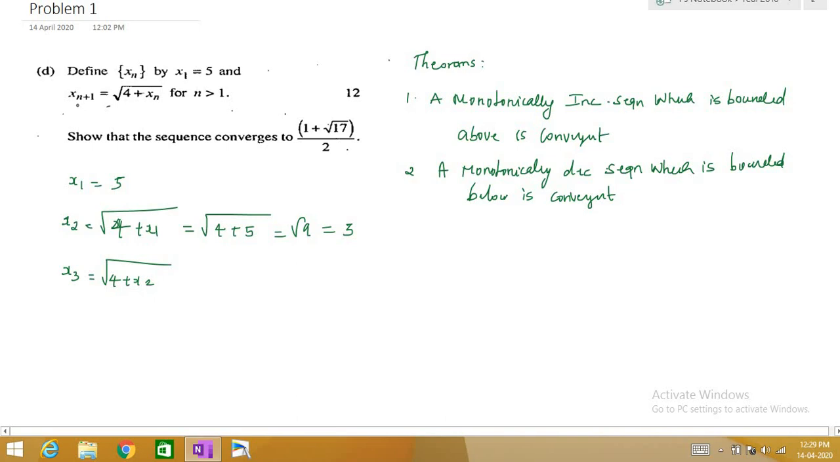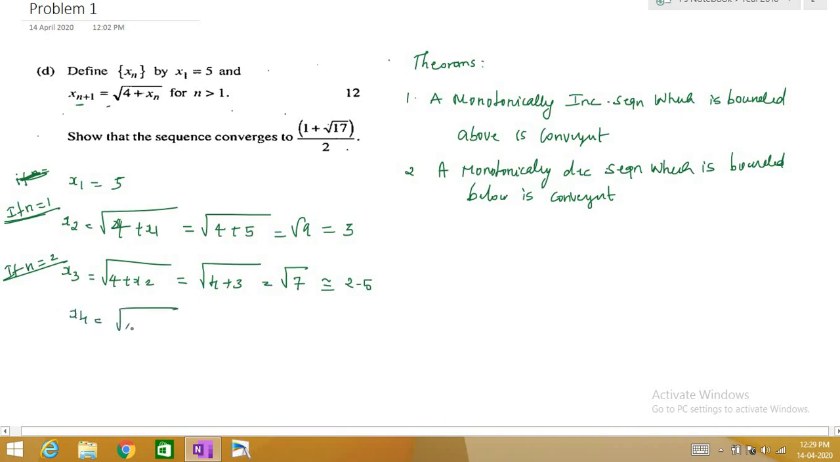If n is equal to 1, it is given, we will have x2 equal to the square root of 4 plus x1. If n is equal to 2, x3 will be the square root of 4 plus x2. Our x2 is nothing but 3, so x3 is root 7. Let us say it is approximately equal to 2.5, because root 9 is 3 and root 4 is 2, so root 7 will be somewhere in between 2 and 3. So what will be our x4?